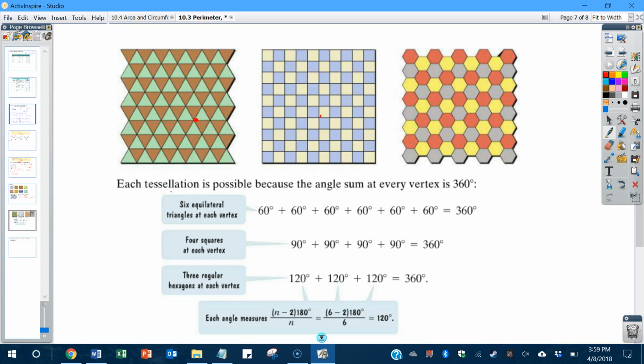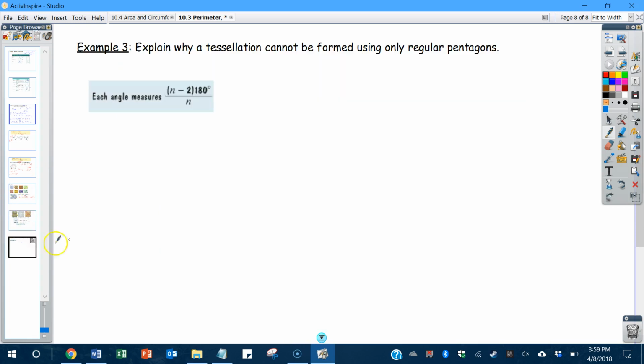Same here, if I were to put a dot on any of these vertices in this middle one, those are 90, 90, 90, 90. That adds up to 360. So there are several polygons we can use to make tessellations, and we would check it by adding up the angles formed there and making sure it's 360. And there's a nice little formula here that makes things work. I'm going to show you how to use this in a second.